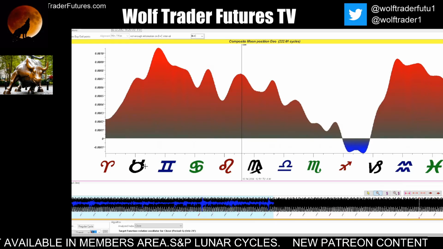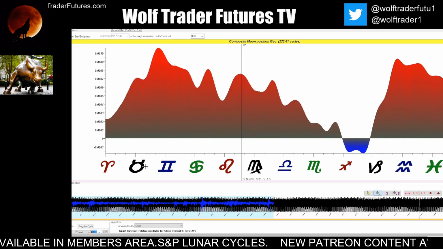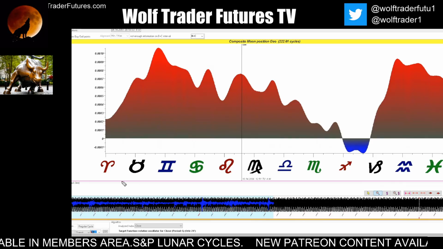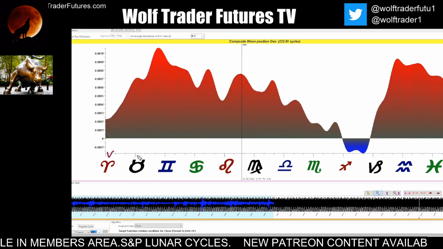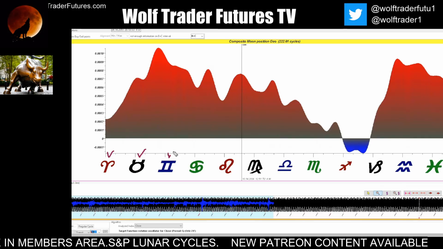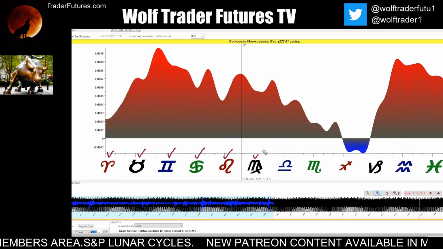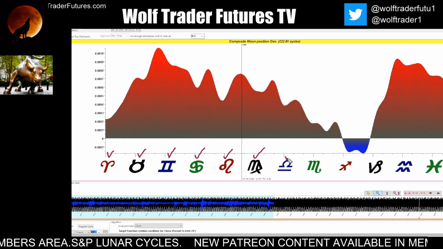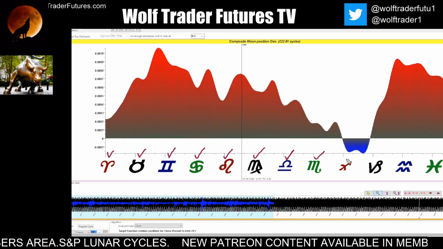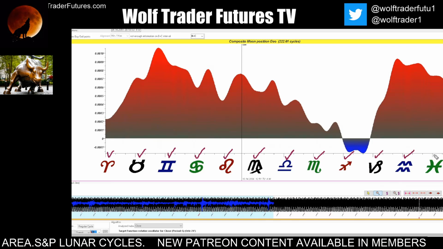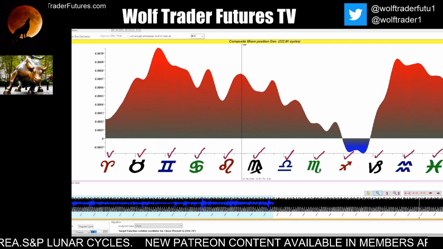What we want to point out first of all is that these are the different signs down here on the bottom. So I'm going to highlight these for you as we go. This is the sign of Aries. This is Taurus. This is Gemini. This is Cancer. This is Leo, this is Virgo, this is Libra, this is Scorpio, this is Sagittarius, this is Capricorn, this is Aquarius, this is Pisces, and then back to Aries here.